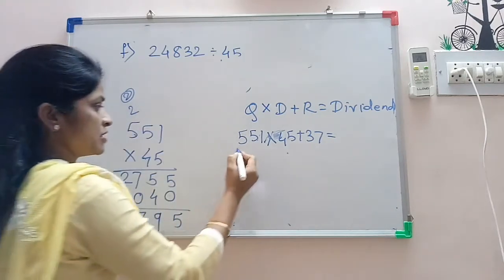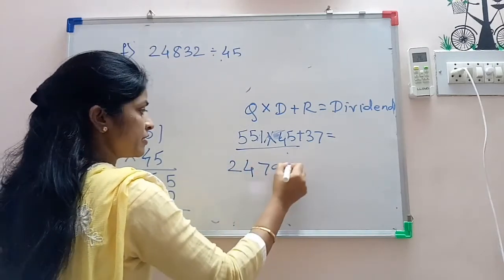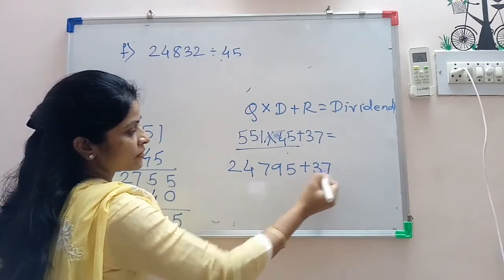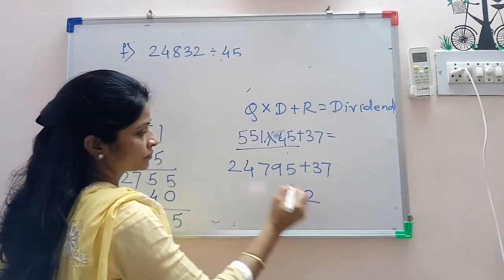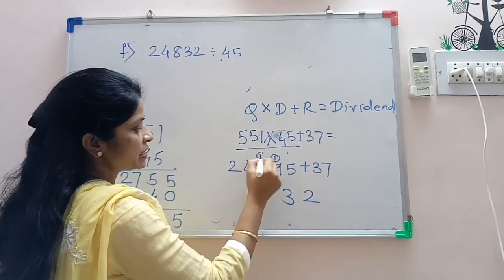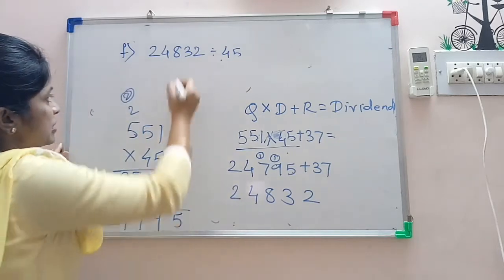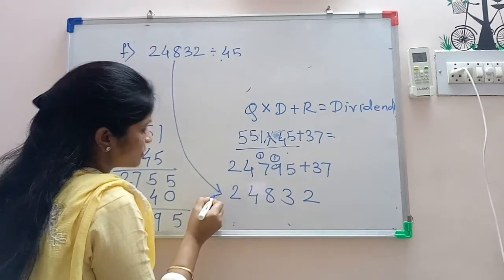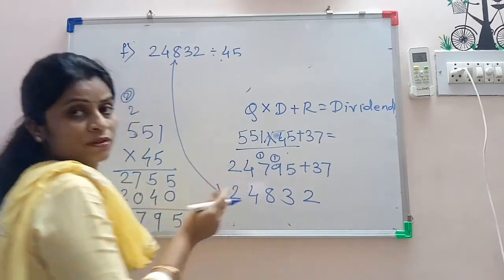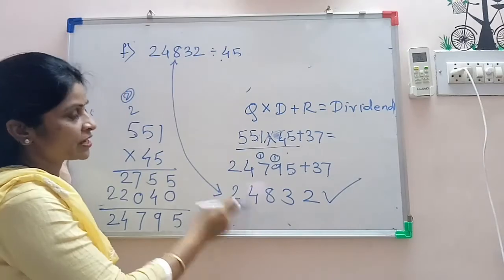So the product of these two numbers is 24,795. Now we will add 37 to it. Now we will start adding. 7 plus 5 is 12, 1 carry. Now 10 plus 3 is 13, 1 carry. 24,832. Now check this. This and the dividend are the same. That means our long division is correct because when we check we get the same dividend.